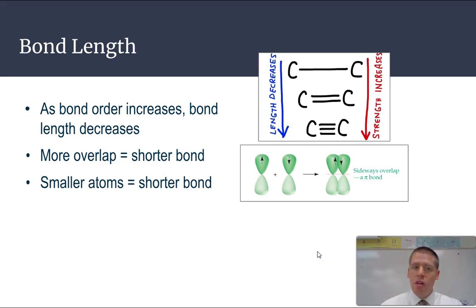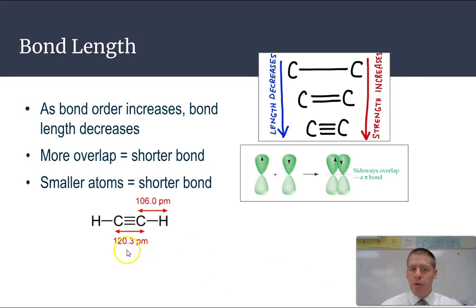And also, the smaller the atoms, the shorter the bond. If the atoms themselves are physically smaller, then they can physically get closer to each other, right? There's less in the way. The energy levels that are overlapping are closer to the nucleus. Whereas if you get out to like the 7th energy level, now the s orbital is way out there, and you're not going to share electrons very close to the nucleus.